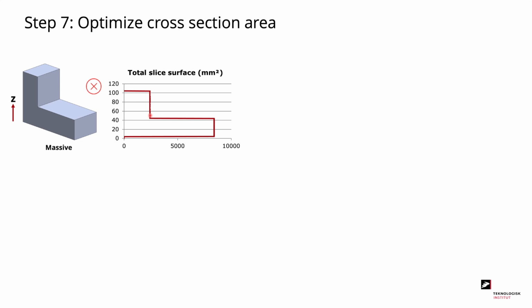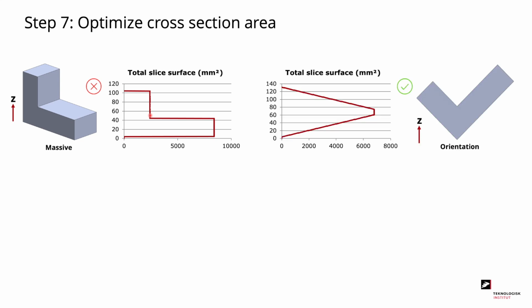There's different ways of solving this issue of making the part more printable by optimizing the cross-section area. One way could be to orient the part differently. That way, as we can see in the graph, we get less that we need to print in each layer, and we get a more even increase in the amount that we need to print. That in turn gives us a better quality of the printed part. So the orientation definitely has something to say.